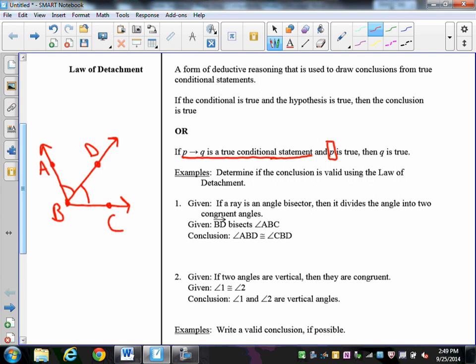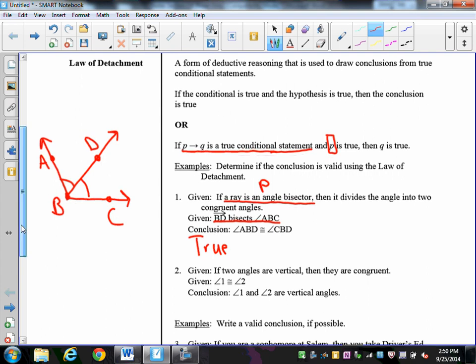So we have a true conditional. Here's what we're given: ray BD bisects angle ABC. Is that the same thing as the hypothesis right here, ray is an angle bisector? Well, ray BD is an angle bisector because it says it bisects angle ABC. Whenever I draw that, I have this picture on the left. Can I make a conclusion that angle ABD is congruent to angle CBD? This is true. If I look at the picture, it just says everything that is in that scenario.